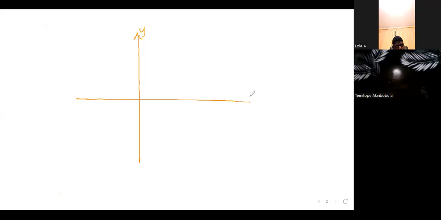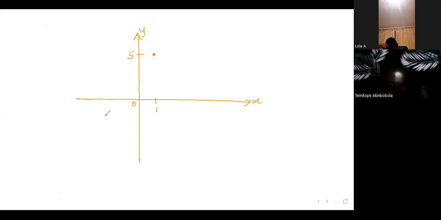Y-axis, x-axis. Now, the turning point is (1, 5). That is, when x is 1, y is 5. So let's assume 1 is here. Then y equals 5, let's suppose is here. So (1, 5) will be this point. When x is 1, y is 5 will be here. That's the turning point.